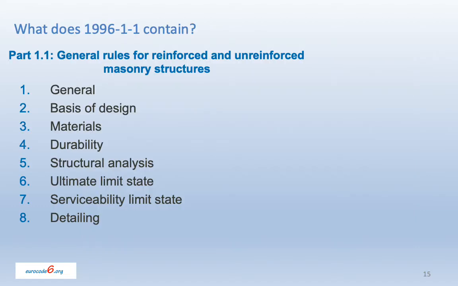In common with the other material Eurocodes, EN 1996-1-1 follows a standard arrangement of sections: general, basis of design, materials, durability, structural analysis, ultimate limit state, serviceability limit state, and detailing.